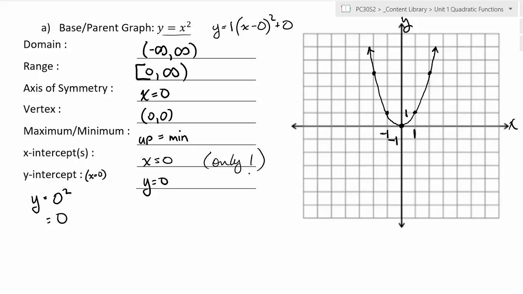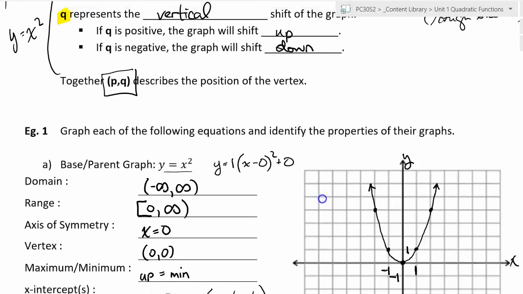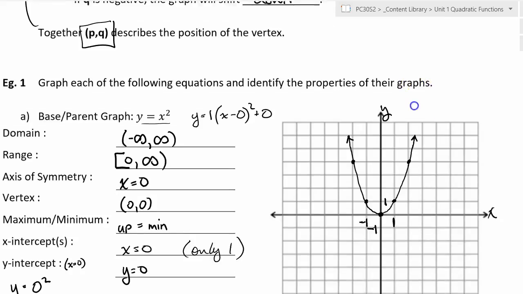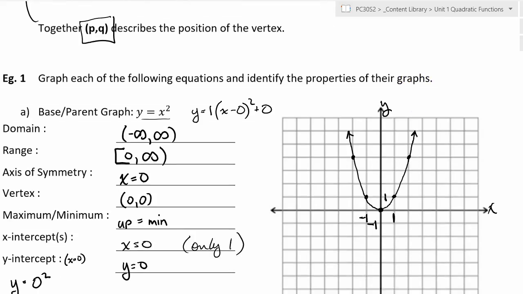Now, every other variation on my vertex form, anytime I throw in a number here, all that's going to do is move this graph around. So it's going to slide it this way, slide it that way, up or down. And it's going to stretch it out, or it's going to compress it. Okay? But either way, we're dealing with the same general shape. We are always dealing with a parabola.